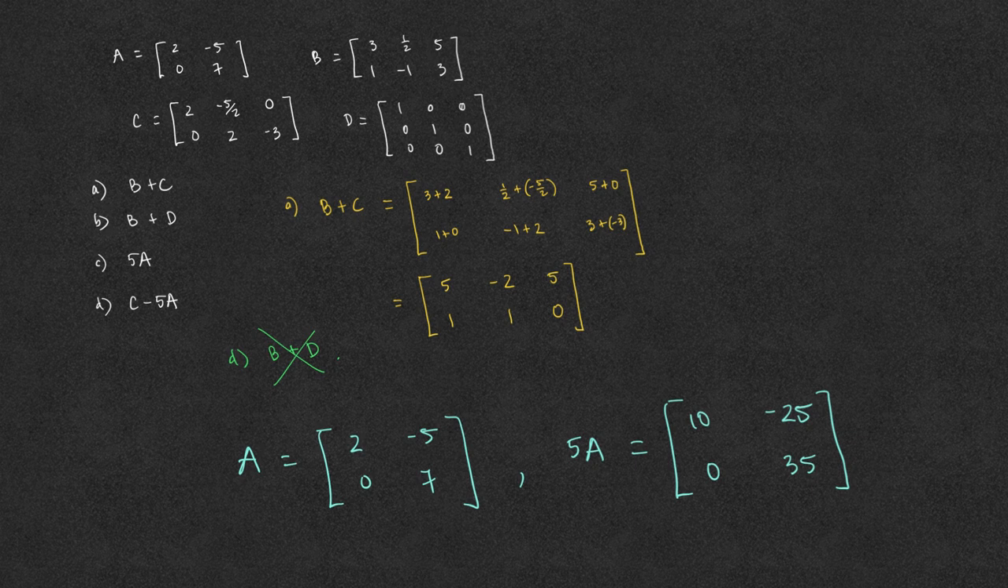Lastly, the matrix C minus 5A. The matrix C has the dimension 2 by 3, and the matrix 5A has dimension 2 by 2. Since they don't have the same dimension, we cannot perform this operation. And again, the dimension of the matrix C is 2 rows, 3 columns, whereas the dimension of the matrix 5A is 2 rows, 2 columns, so we can't compute C minus 5A.